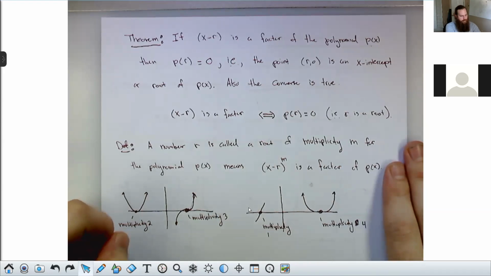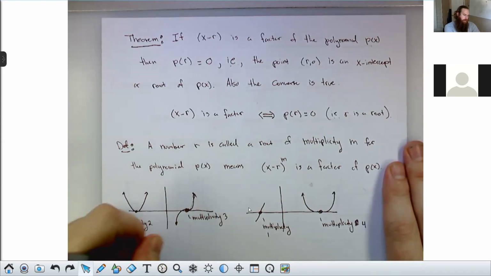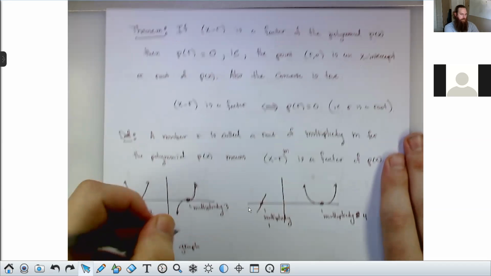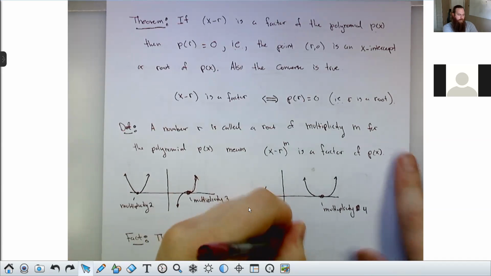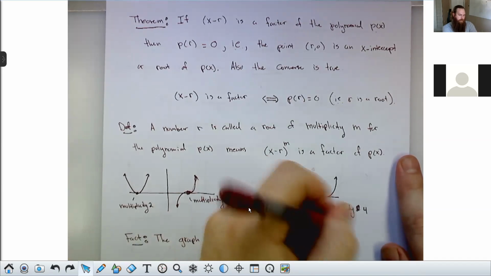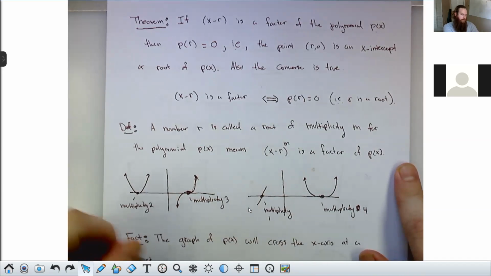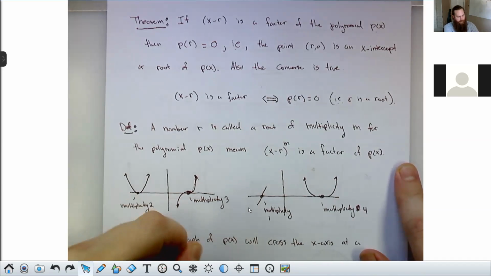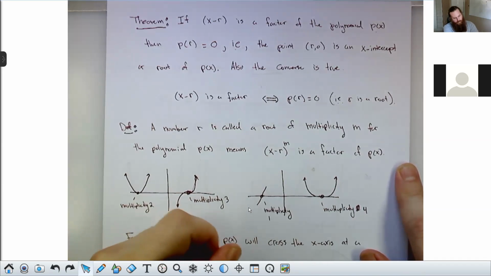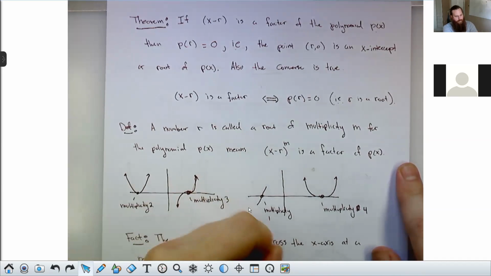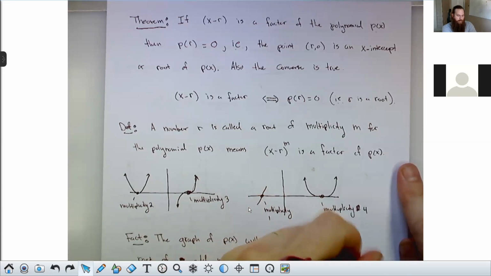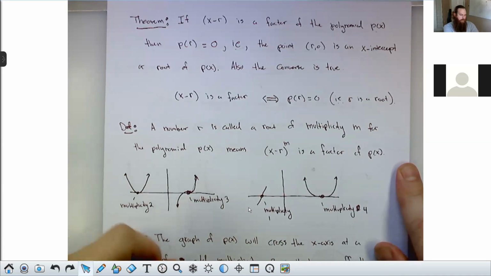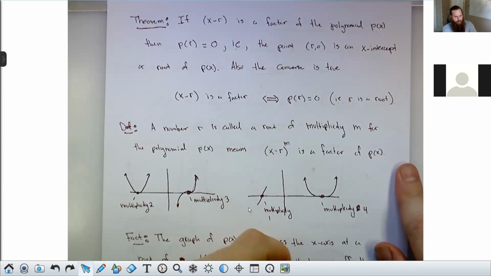What you'll notice is that the graph of p of x will cross the x-axis at a root of odd multiplicity and will bounce off the x-axis at a root of even multiplicity.